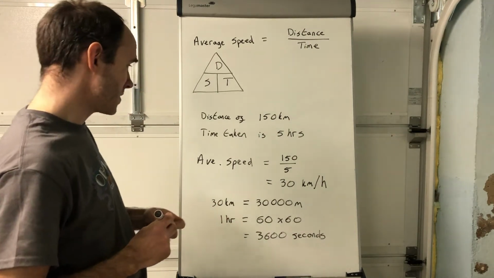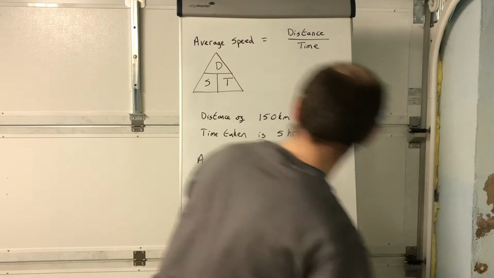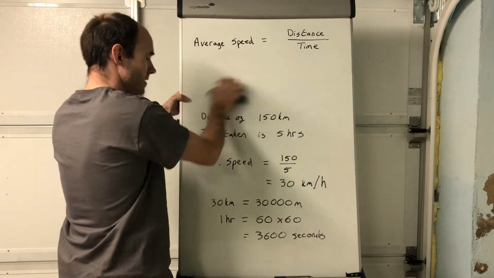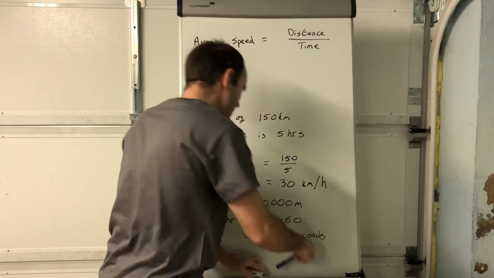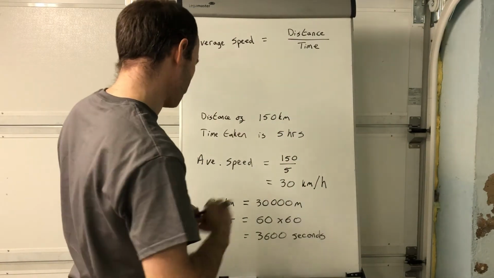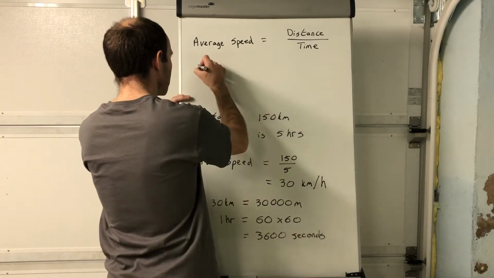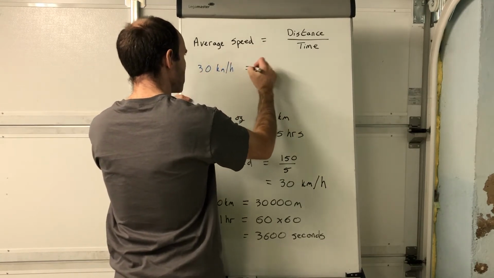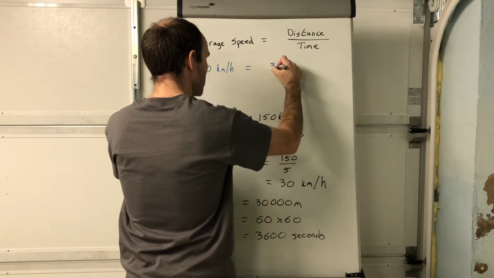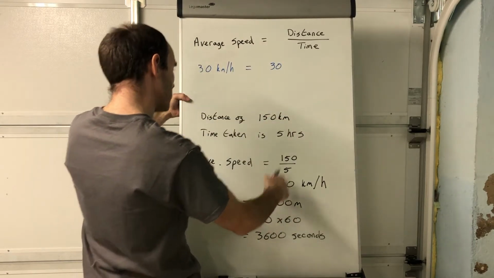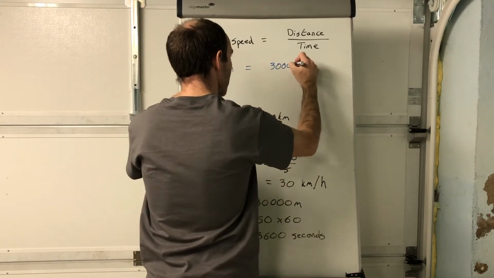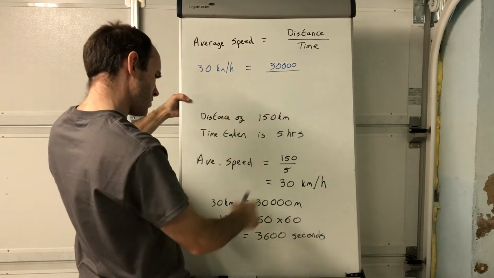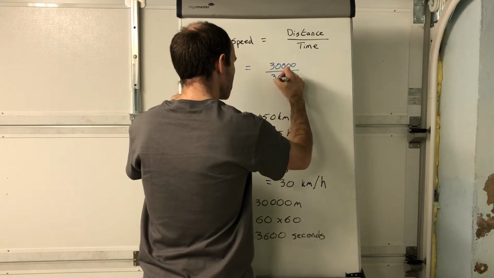Okay, so I think we're ready to do this now. Let me just rub this off and put my answer up there so you don't get confused with me writing up here now. I'll just write in a different colour. So 30 kilometres per hour is the same as 30,000 metres, and that's per, don't forget, that's per 1 hour, so per 3,600 seconds.